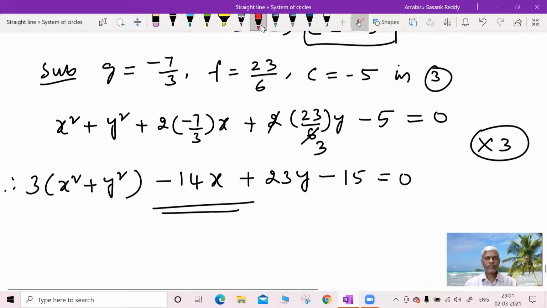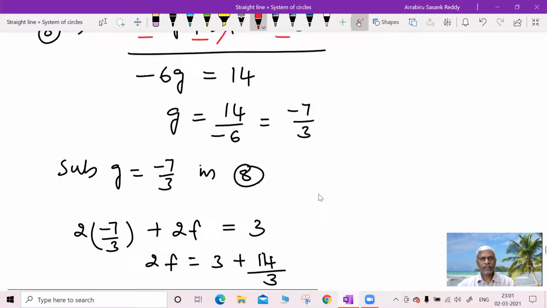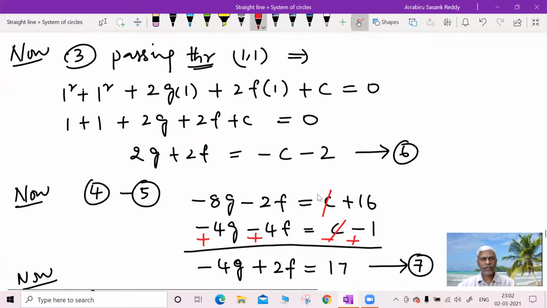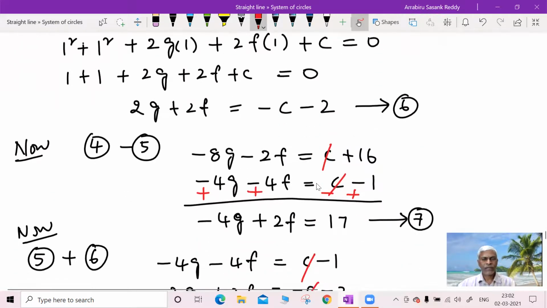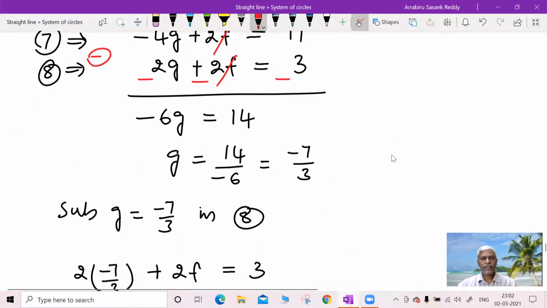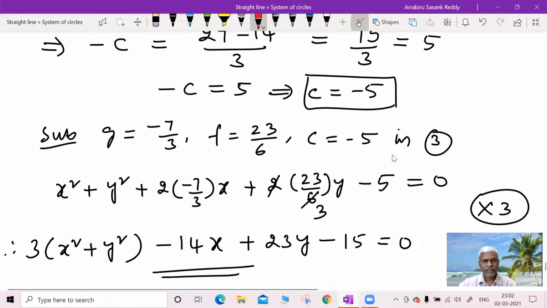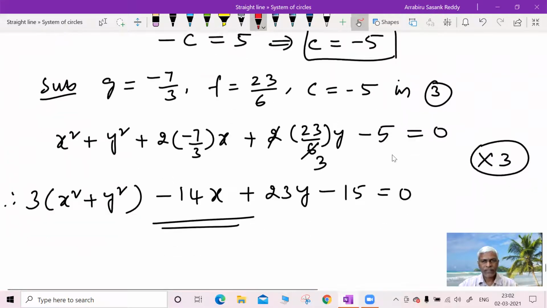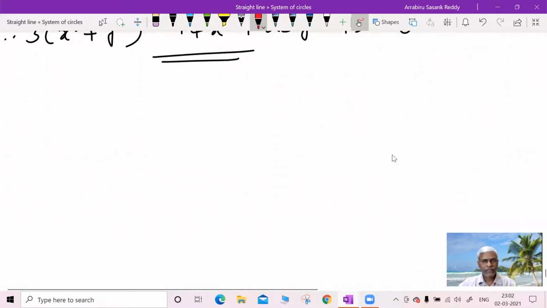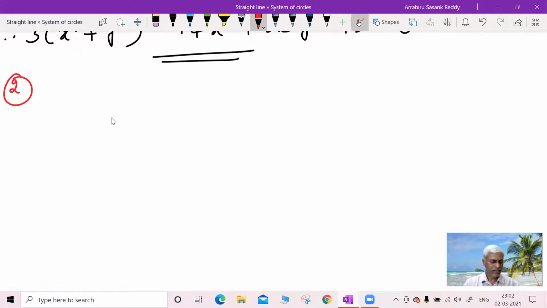Now let us take up one more. Very simple. Using the conditions orthogonal, we get two equations, and passing the point, we get another equation. Just like in circles passing through 3 points, we get 3 equations. Solving them, we get GFC values. And the next question, find the equation of the circle.